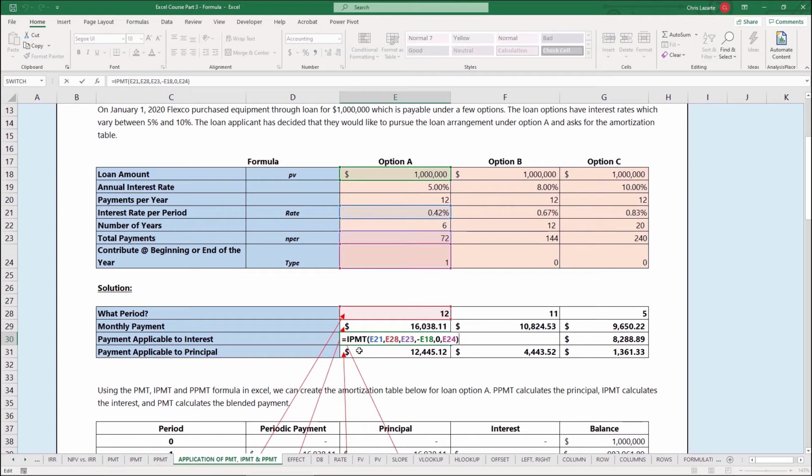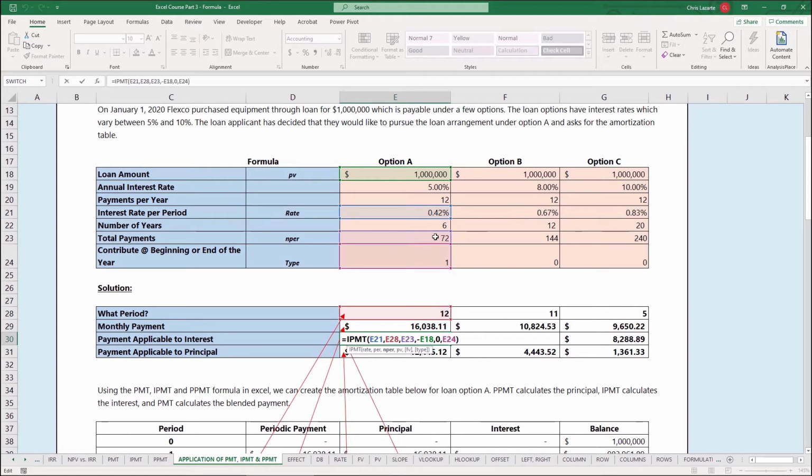Next, I can open up the IPMT formula, which generates for us the interest payment associated with the specific period that we're looking up. In this case, again, we're looking at period 12. So we can see that the rate is looking up the rate of 0.42% again. The period, PER, is equal to cell E28, which is 12. And the total number of payments, NPER, is 72, so we're referencing cell E23. And again, the present value is $1 million, future value 0, and the type is 1 because the payments are at the beginning of the period.